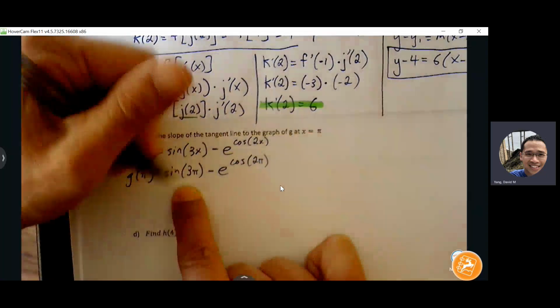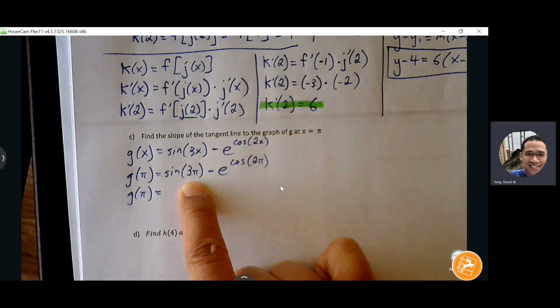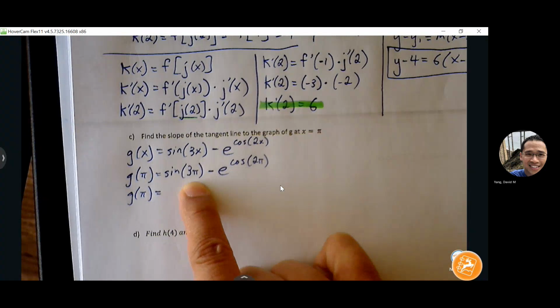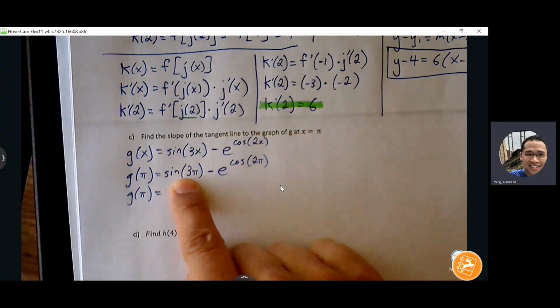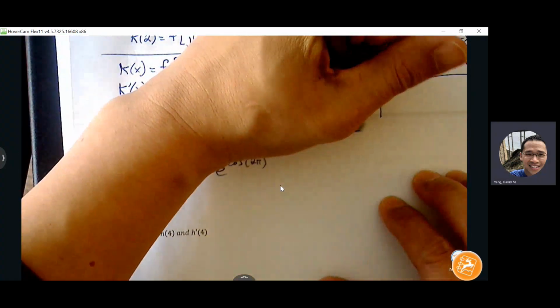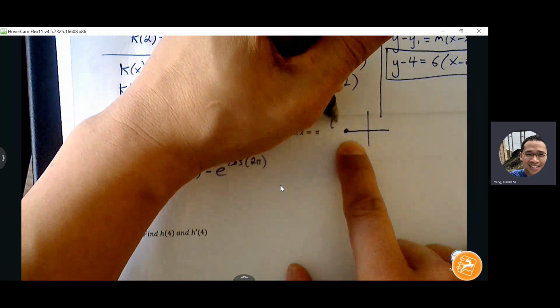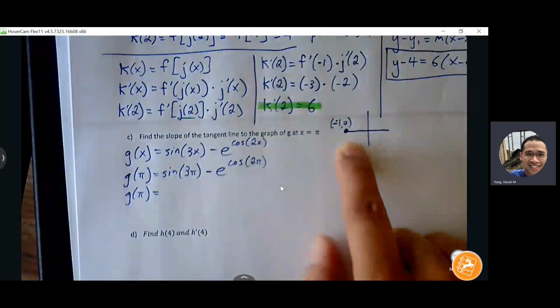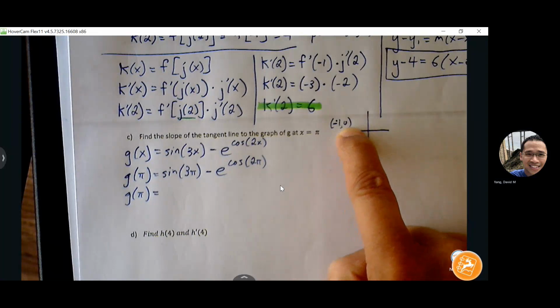So what's sine of 3 pi? Sine of 3 pi, same thing as sine of pi, right? What's sine of pi? Well, let me ask you this. What's sine of 0? The ordered pair at pi is -1, 0. So 0, right? Sine is the y value, 0.